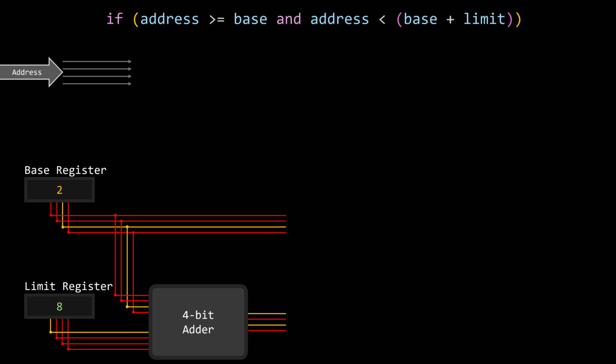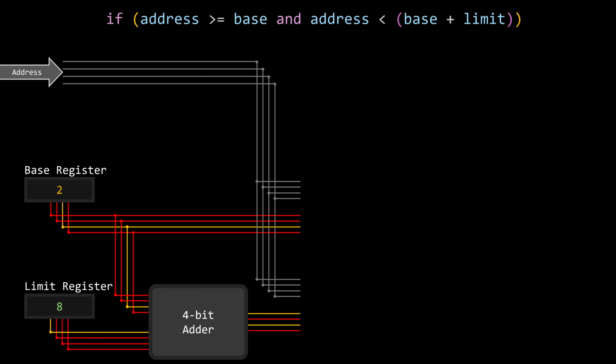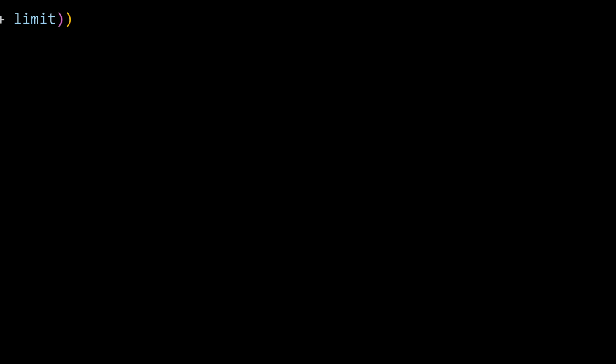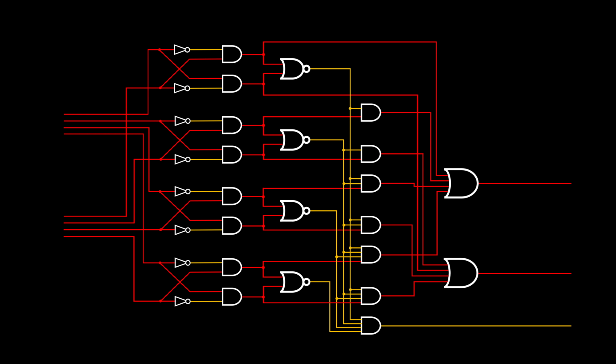Remember, we want to validate the address being passed on every single memory operation, and since every address passes through the address bus, we can intercept the address right there. Now that we have all the values we need, we can move on to the comparisons. To compare the address with the boundaries, we'll use binary comparators, which is the most straightforward method.